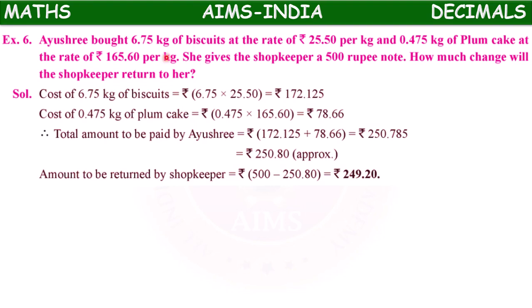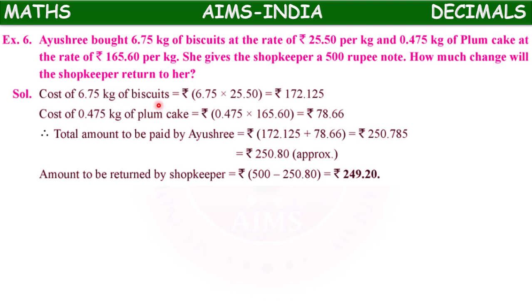Now after purchasing both, she gives the shopkeeper a 500 rupees note. Now the question is, how much change will the shopkeeper return to her? So what will the shopkeeper return to her? He will deduct the biscuits amount, and he will deduct the plum cake amount, and he will subtract from 500 rupees. The remaining amount he will give to her.